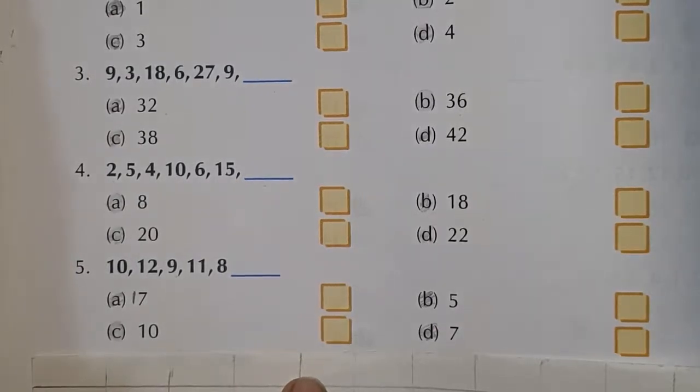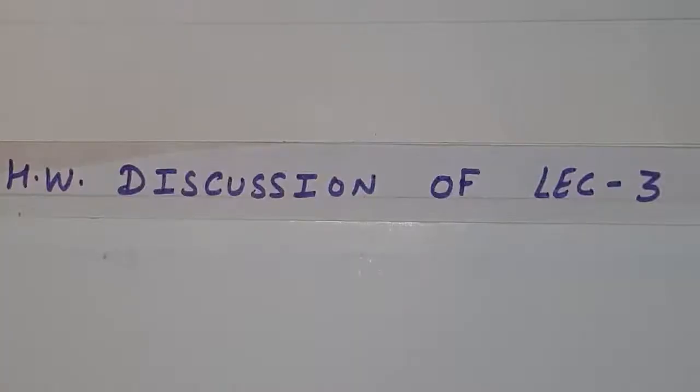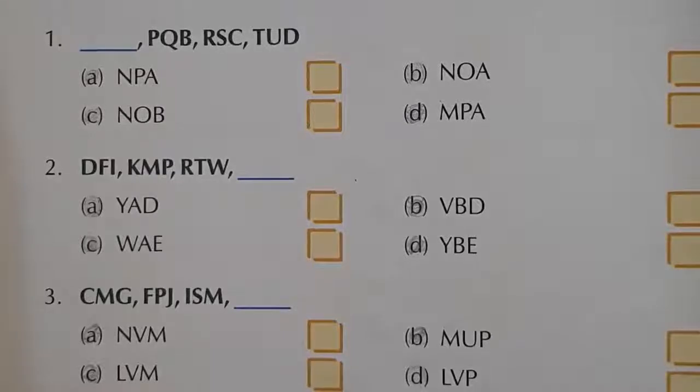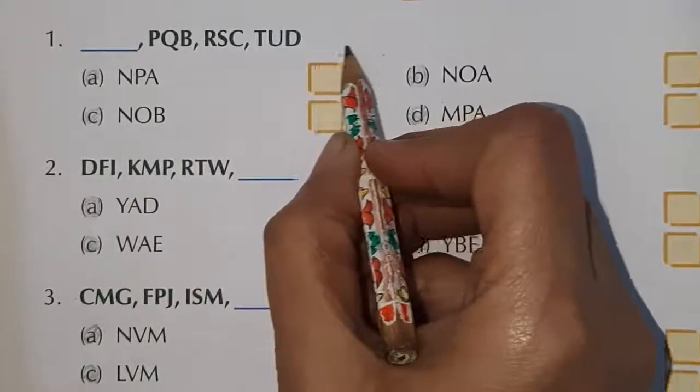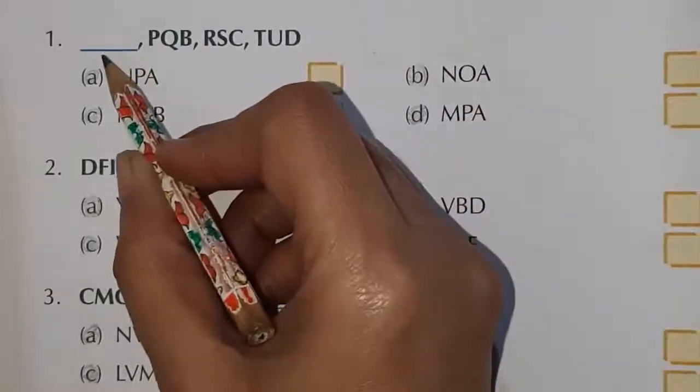Try these 5 questions. If any confusion, we will discuss in next lecture. Now we will do homework discussion of lecture 3. 5 questions were there. Complete the series by encircling the correct answer.